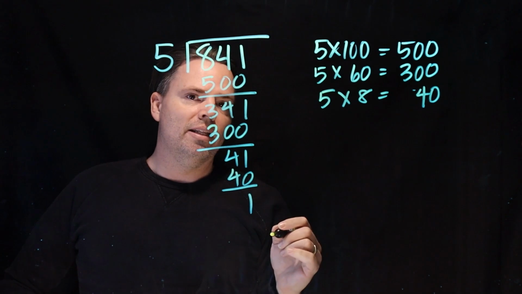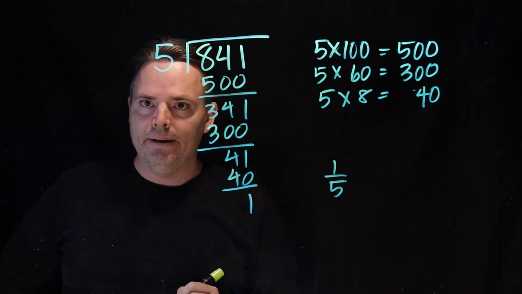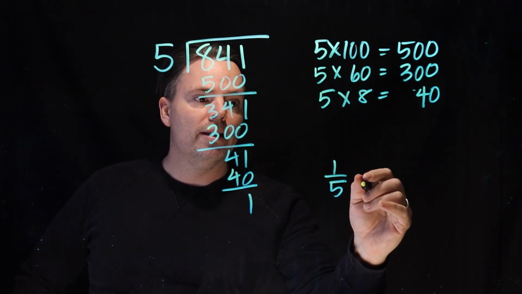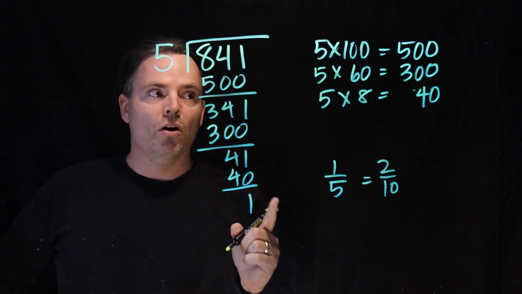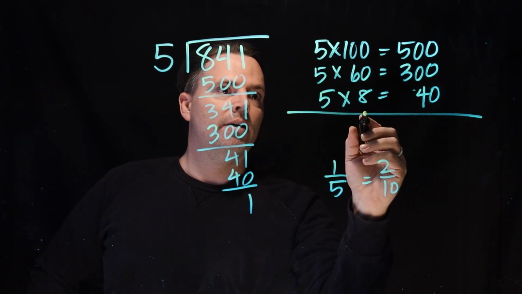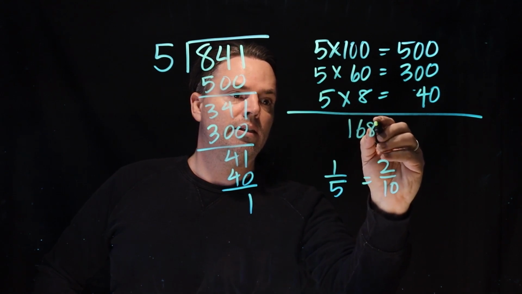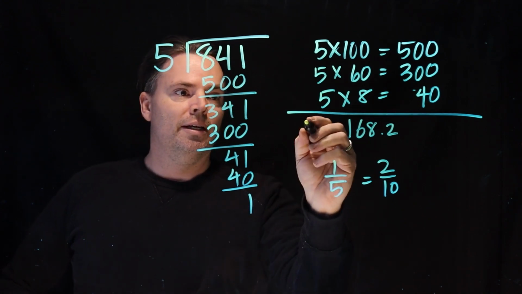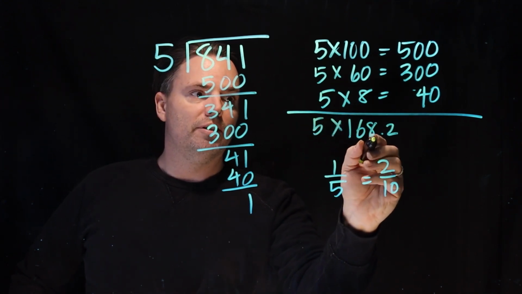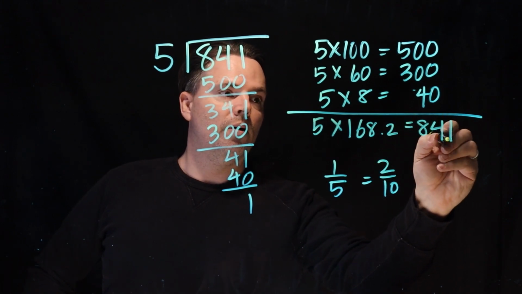And then she said that what was interesting about this was that it was 1/5 remaining, and she knew that 1/5 is actually 2/10. So the answer, she said, was 168 and 2/10, or 168.2. So 5 times 168.2 equals 841.